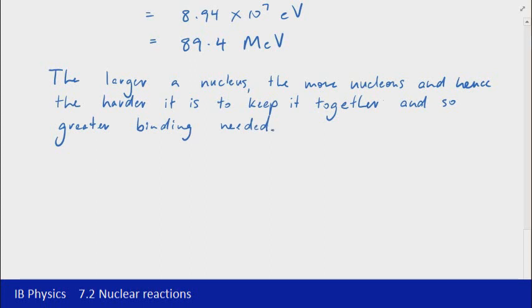We'll do a couple of problems in class to have a look at that, and then have a look at some of the trends to do with the size of the nucleus and some of the other aspects about binding energy that are particularly important, that will then lead us into the nuclear reactions of fission and fusion.